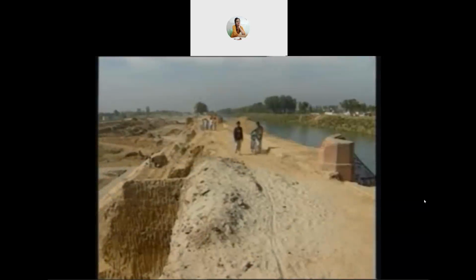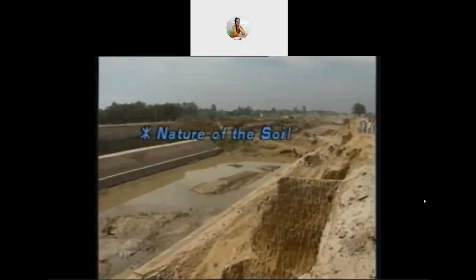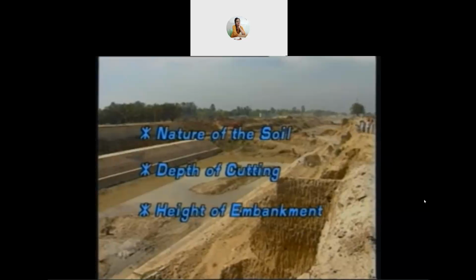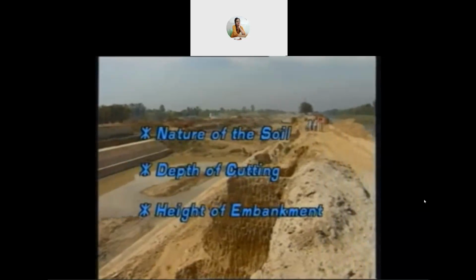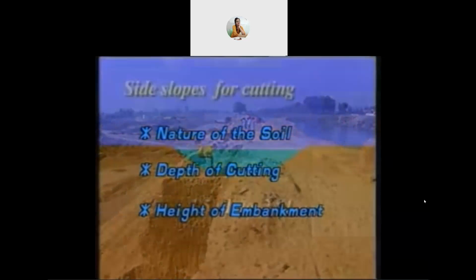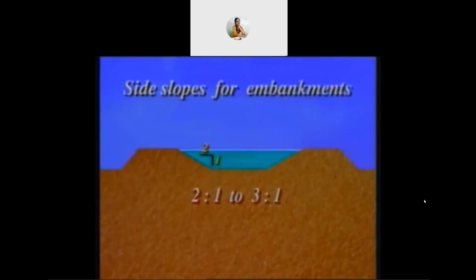The side slopes of the canal depend upon the nature of the soil in which the channel is to be excavated, depth of cutting, and the height of the embankment. Generally speaking, side slopes should be made as steep as possible and should be designed for high hydraulic efficiency and stability. The minimum slopes usually allowed vary from 1.5:1 to 2:1 for cutting. For loose sand embankments, the side slope ratio varies from 2:1 to 3:1.